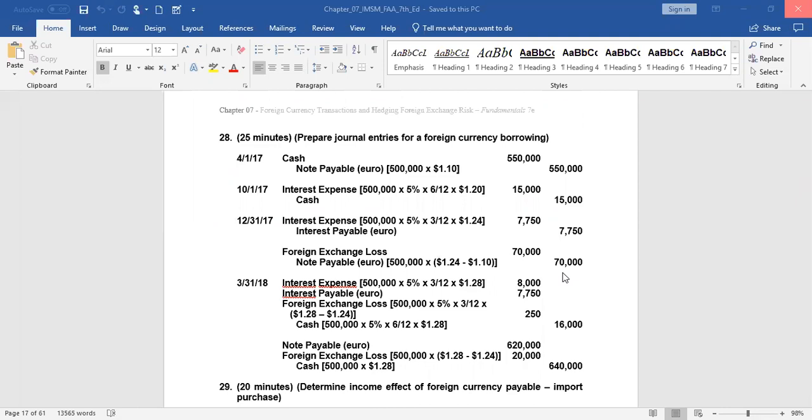Okay, so that really sets, it's a great starter problem for this whole idea of foreign currency translation. So this is just one example when a company borrows a foreign currency and the resulting journal entries that occur.